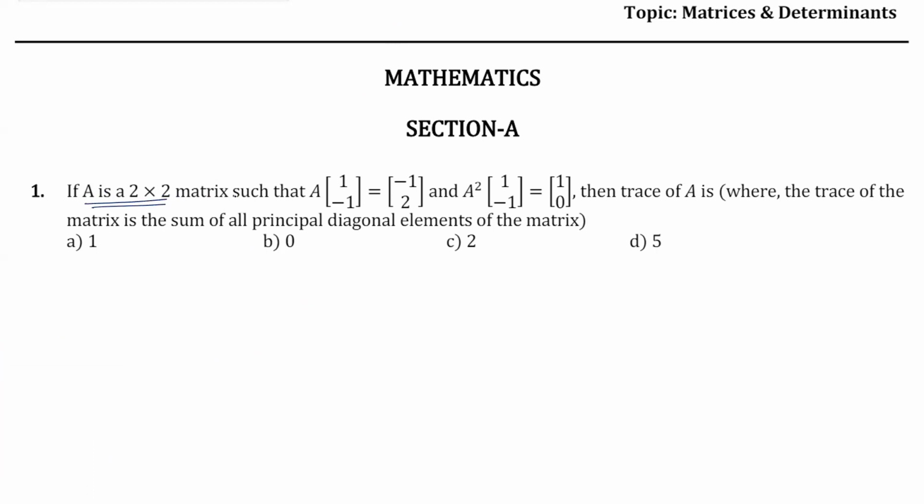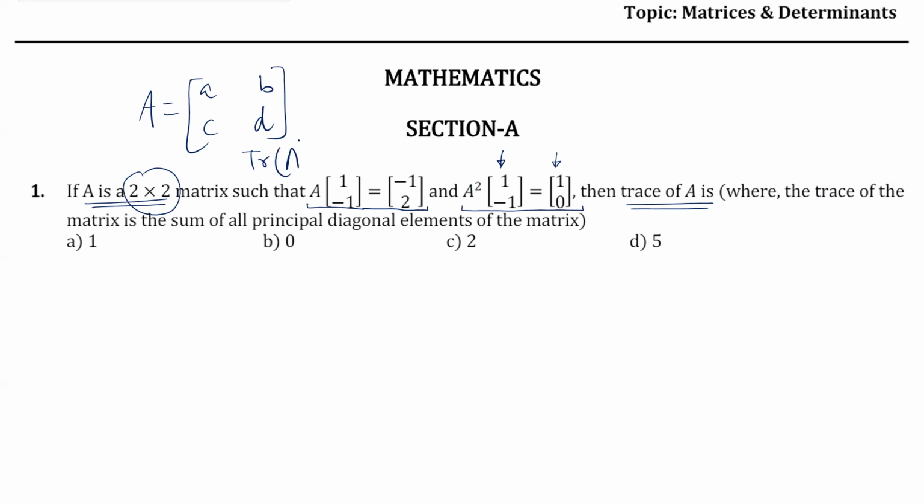If A is a matrix of 2 cross 2 such that A into this 1, minus 1 column matrix equals minus 1, 2, and A square, the same column matrix you have to multiply, you are getting 1 comma 0, then what is the trace of A? So here A is a 2 cross 2 matrix. Let's assume that A is [a b; c d]. Trace of A will be the sum of the leading diagonal elements, that means a plus d. So a plus d you have to find.